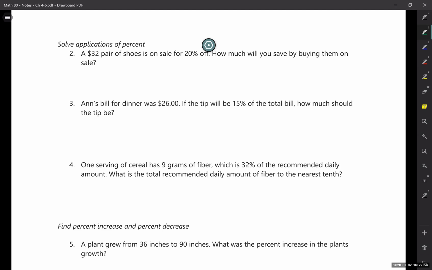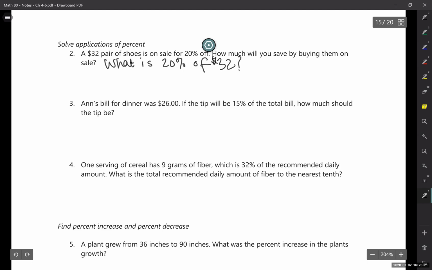So what I like to do is just think about this problem and rewrite it in the words we've been talking about. A pair of shoes is on sale for 20% off. So what I'm asking is, what is 20% of $32? That's a simplified way of writing what the problem is asking for. Because if you go to the store and you want to know how much am I saving, what is that discount? What is 20% of that $32?